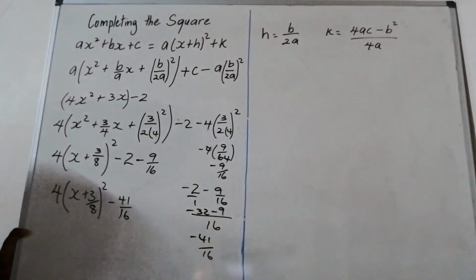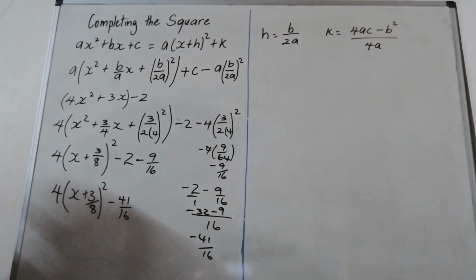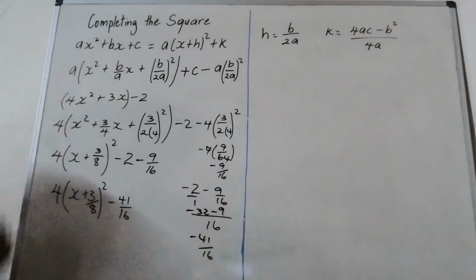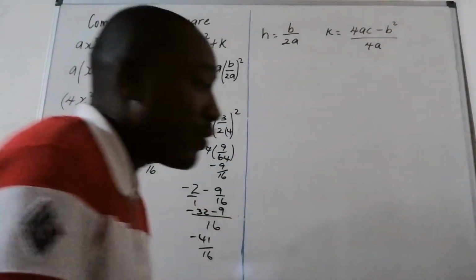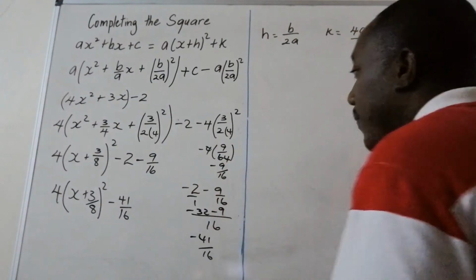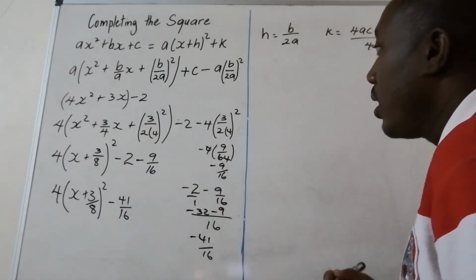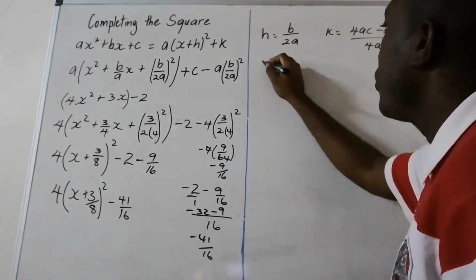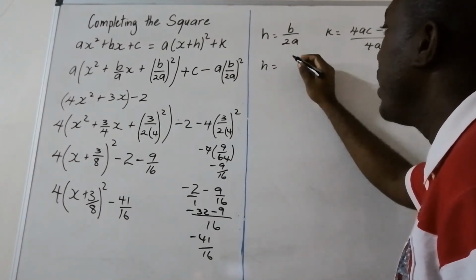So there we have it. So this is it in the completed square format. Now let's use our formula just to check to see if we will have the same answer. Let's work it. So h is equal to b over 2a.